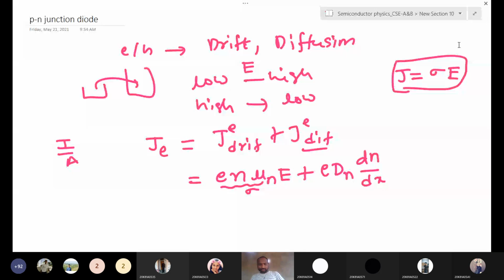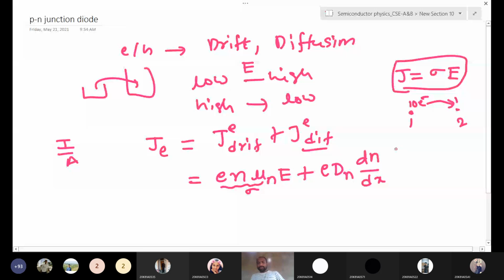So here dn by dx means the gradient of charge concentration over a distance, how much the concentration is varying. Suppose you are sending charge carriers from position 1 to position 2, and here we send 10 electrons. How many electrons reach there? dn by dx explains how many charge carriers are diffusing for a length, for some distance.